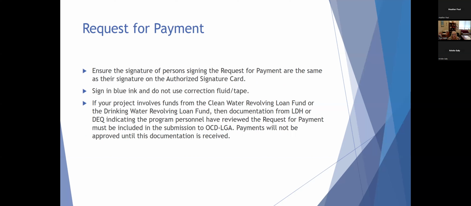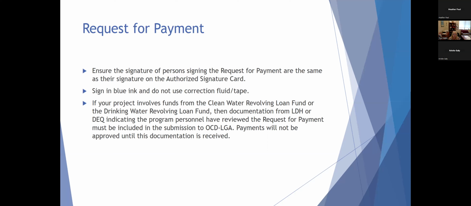The next form I'm going to show you is the request for payment form. Just a few things before we go through the form. You need to make sure that the signature persons that are signing the request for payment are the same as their signature on the authorized signature card. We have that form here. We compare it side by side to the request for payment form to ensure that signatures are correct. Remember, if they sign with a middle initial on the authorized signature form, they must sign with a middle initial on the form. We have to make sure that those signatures match.